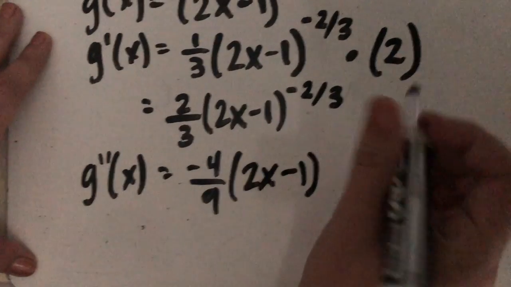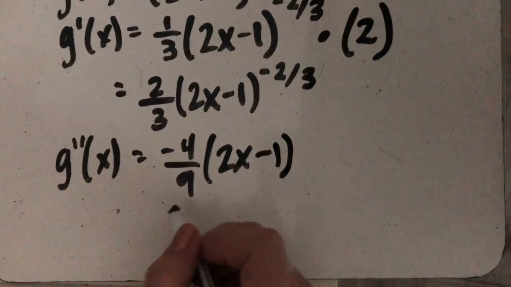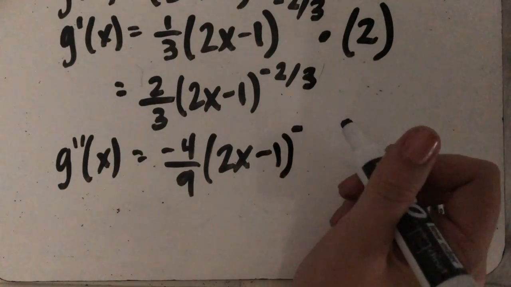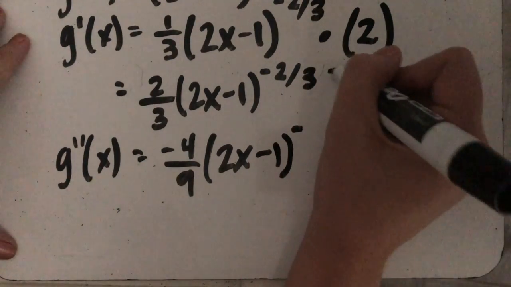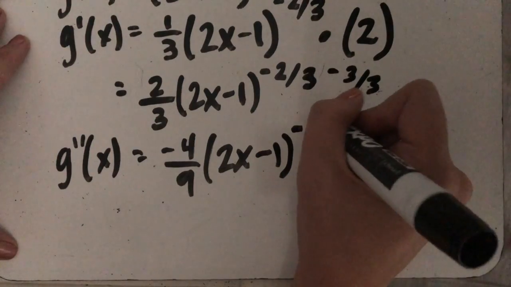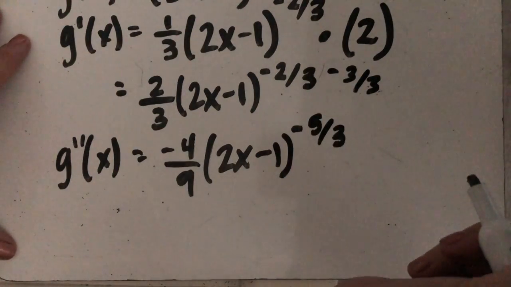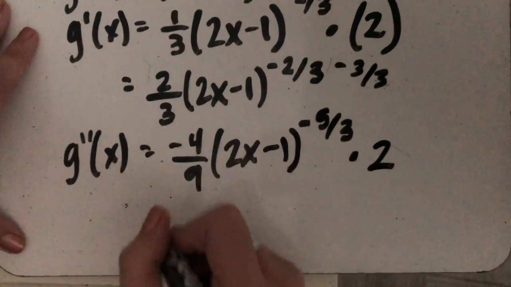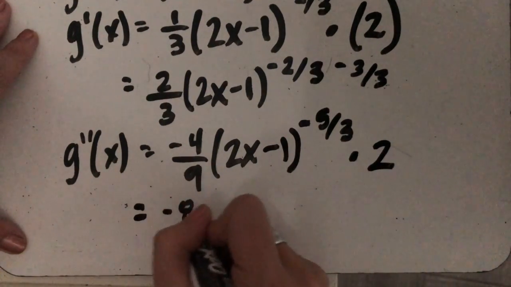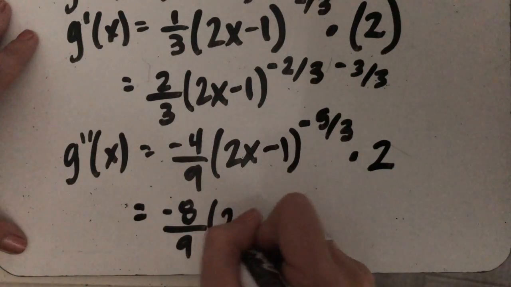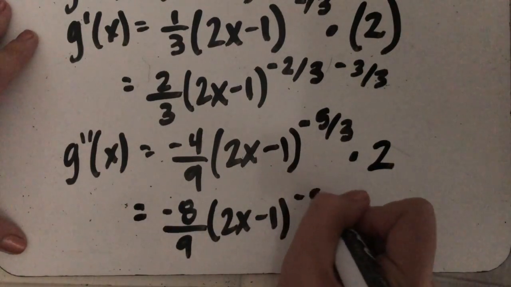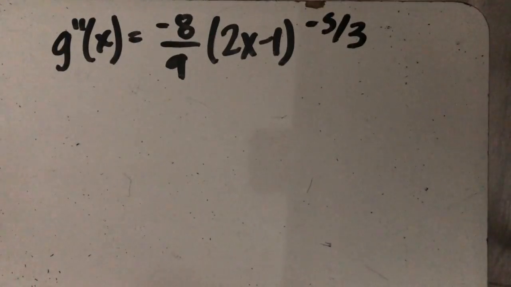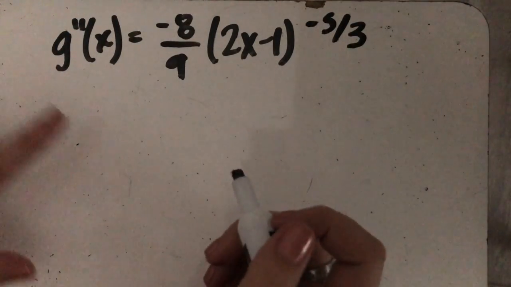2x minus 1, same thing. We're using the chain rule, so outside, keep the inside the same. I'm going to do negative 2/3 minus 3/3, which would be negative 5/3. And then times 2. So I would get negative 8/9, 2x minus 1 to the negative 5/3. All right, I just rewrote that at the top there to give us some more space.